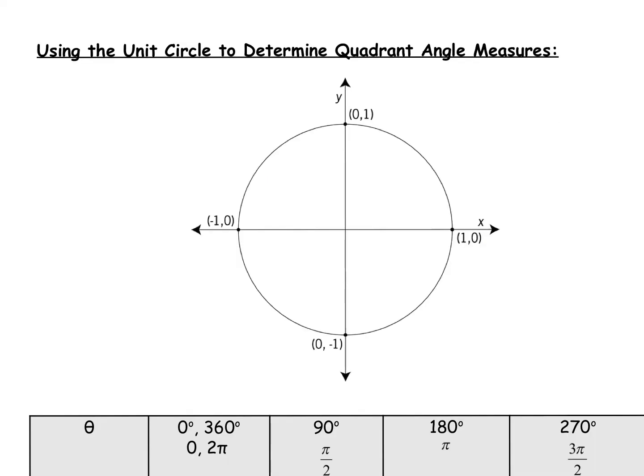Okay, so we need to use the unit circle to determine quadrant angle measurements. Before we even do that, let's label our diagram. We know that this is 0, 90, 180, 270, and 360. Now, it would be helpful if you memorized the radian conversions. 90 is equivalent to pi over 2 radians. 180 degrees is equivalent to pi radians. 270 is equivalent to 3 pi over 2 radians. And 360 is equivalent to 2 pi. 0 in degrees is also the same in radians, so 0 degrees is 0 radians.